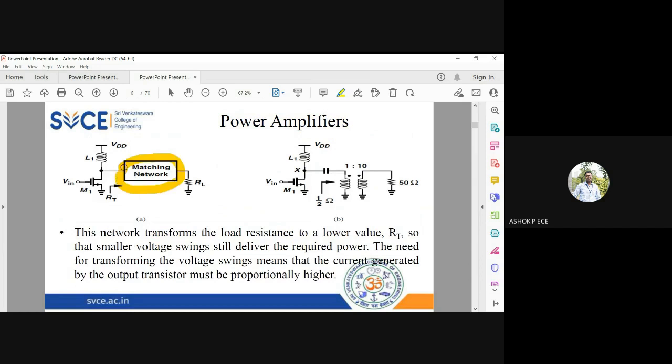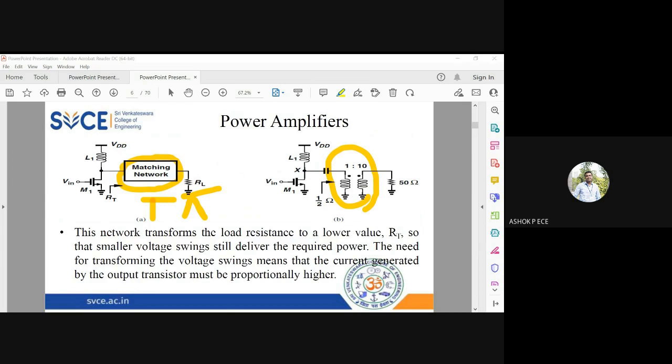So the matching network can be a T-type or pi-type, whatever we have seen, or it can be a transformer type matching network. Because the impedance of the load is always 50 ohms, but the impedance of the MOSFET is definitely not 50 ohms. If it is 50 ohms, we can directly connect RL to the MOSFET. But since it is not 50 ohms, we need a matching network to connect your MOSFET to your RL. Okay, that makes the matching network very, very important.